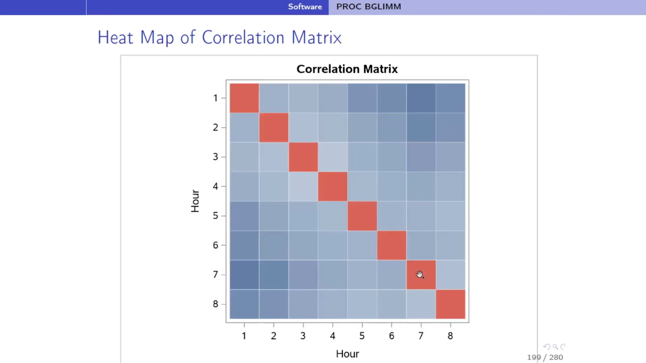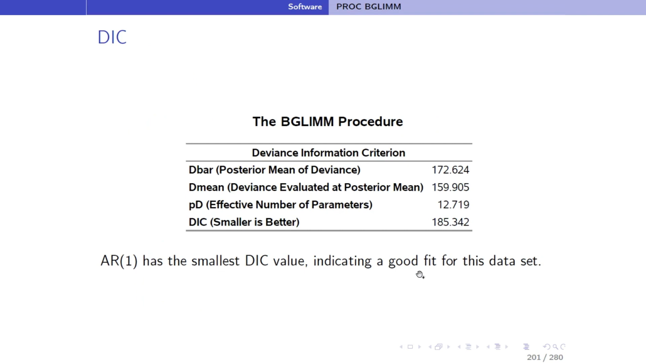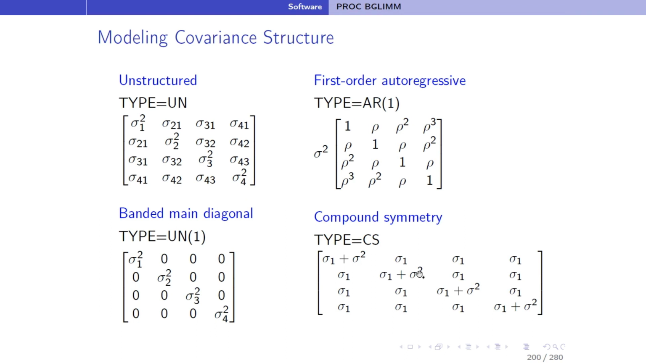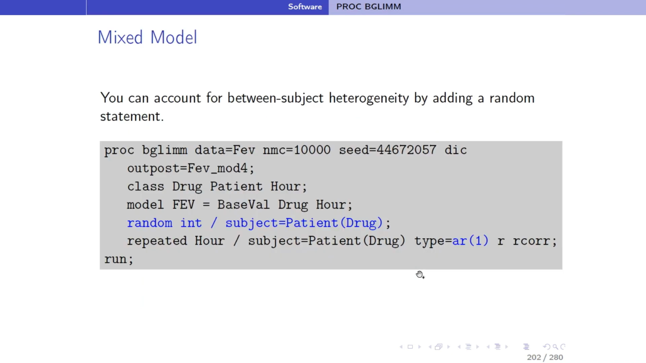And you can produce this heat map of the correlation matrix, and you can even model different covariance structures if you want. What I didn't show here is that we can try different types of covariance structures on the R side and identify which one is a reasonable fit. But how do you decide? You can use DIC as a way to handle it.